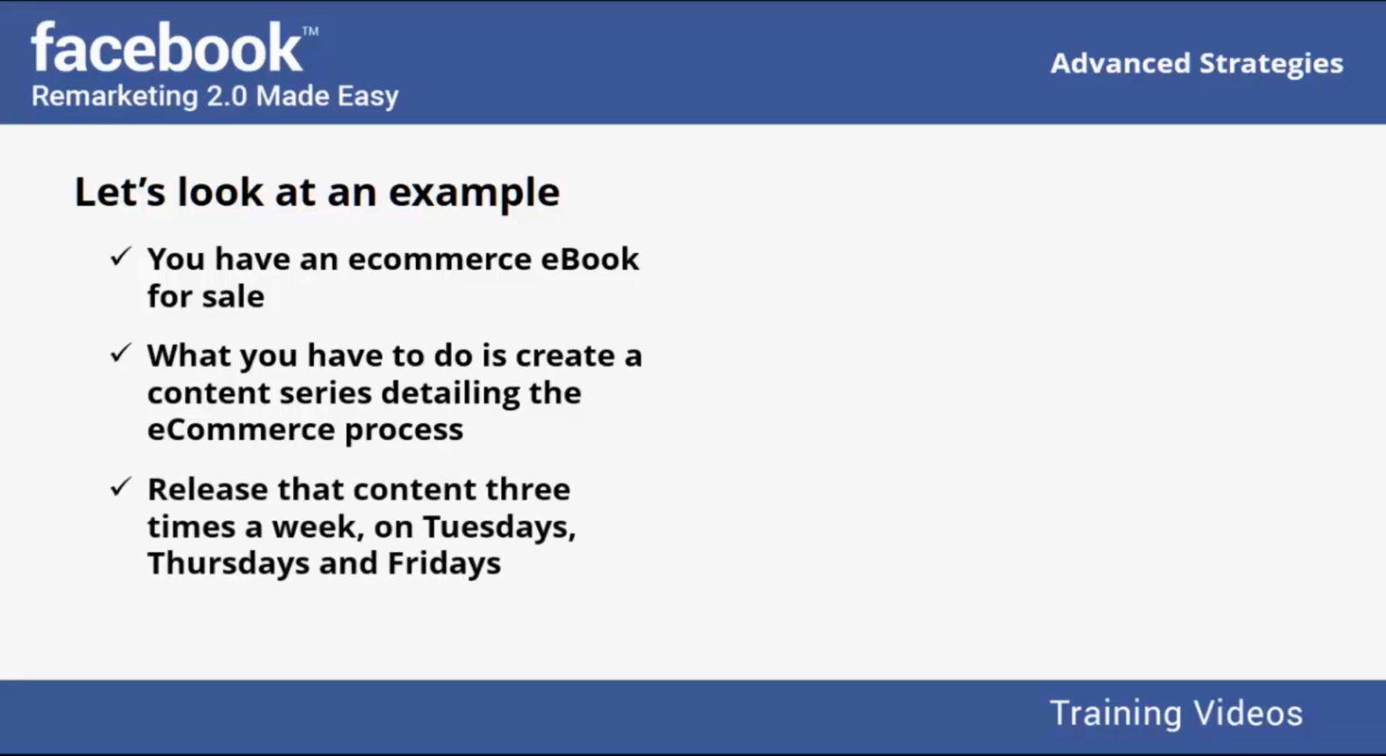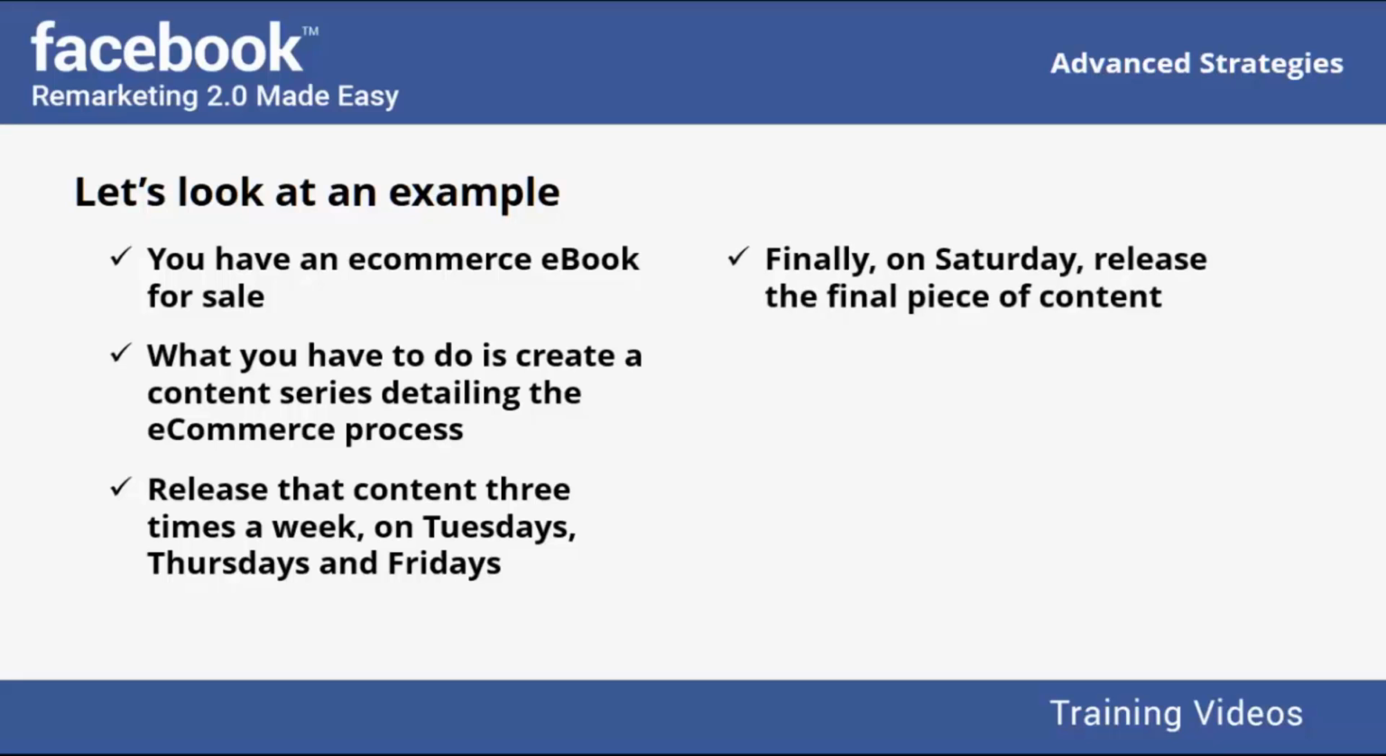Release that content 3 times a week, on Tuesdays, Thursdays, and Fridays. Finally, on Saturday, release the final piece of content, but make it half the size of the content you have already published. When this person reaches the final part, send them to a landing page where a summary of the remaining content is presented in bullet list format.